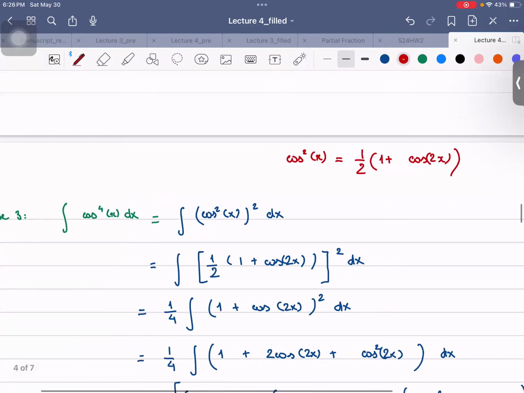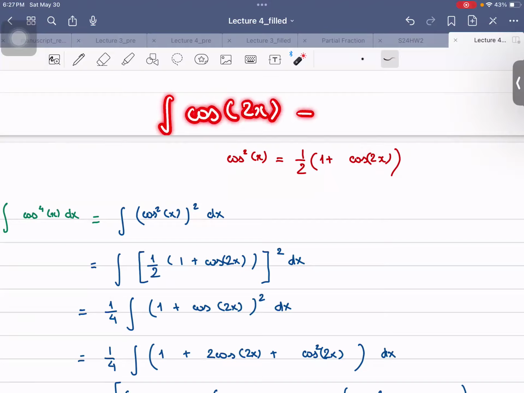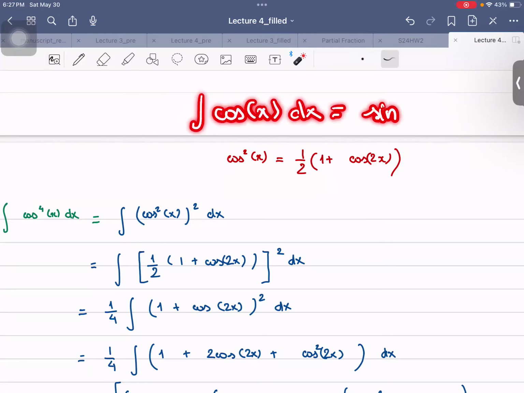We call this the doubling angle. You reduce the power of your function, but you have to double the angle. So from x to 2x, but now you can reduce the power from 2 to 1. If you can reduce the power to 1, that is much easier because you have the basic integral. For instance, the integral of cosine of x simply becomes sine of x. So if you can reduce the power, that's a good thing.